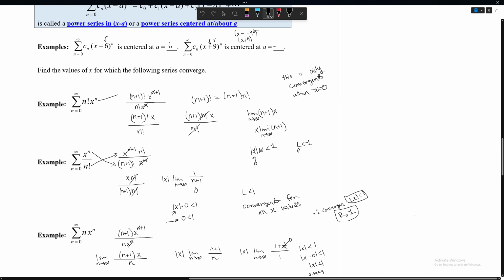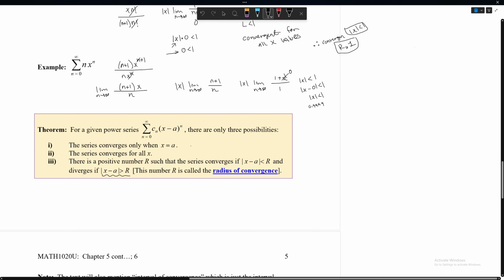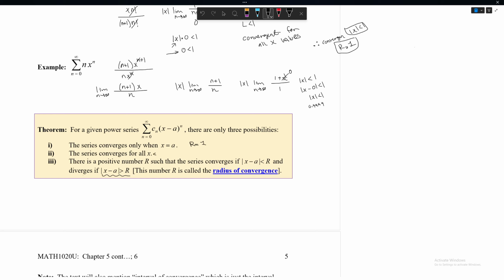Where was a good example? This one. That's x equals a. And so this is when your r equals 1. And here, this is when your r equals infinity. And there is a positive number r. This is when you get some random number r. When you have, like, 3 times absolute x minus 4, let's say, less than 1, what we have to do is x minus 4 less than 1 over 3. Take the 3 to the other side. So this is your last condition.